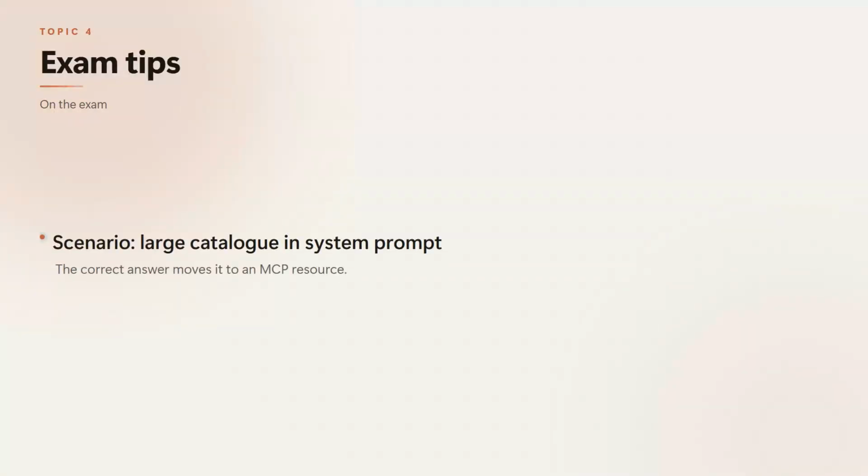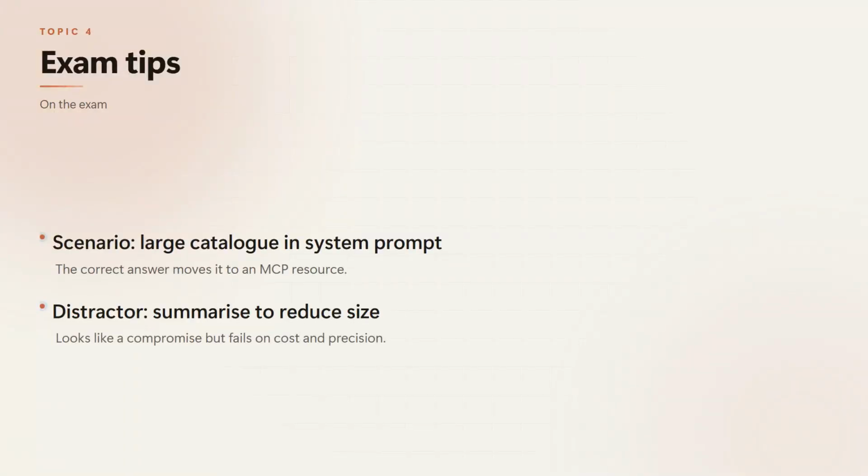On the exam, expect a scenario where an agent has a large catalog in its system prompt. The question will ask for the best improvement. The correct answer moves that catalog to an MCP resource the agent queries on demand. The distractor that catches people is summarizing the catalog into categories to shrink it. It feels like a reasonable optimization, but the exam treats it as wrong because it keeps the per-request cost and loses the detail. This is testcraft. Know that reduce size is not the goal, remove from prompt is.